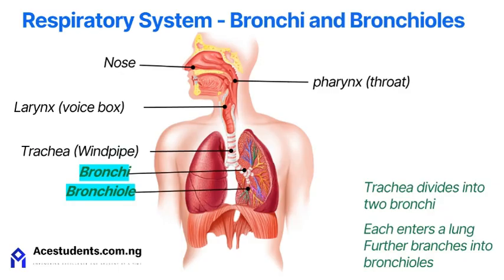The trachea divides into two tubes called bronchi. One bronchus enters each lung. These bronchi branch into smaller tubes known as bronchioles, which spread air throughout the lungs.